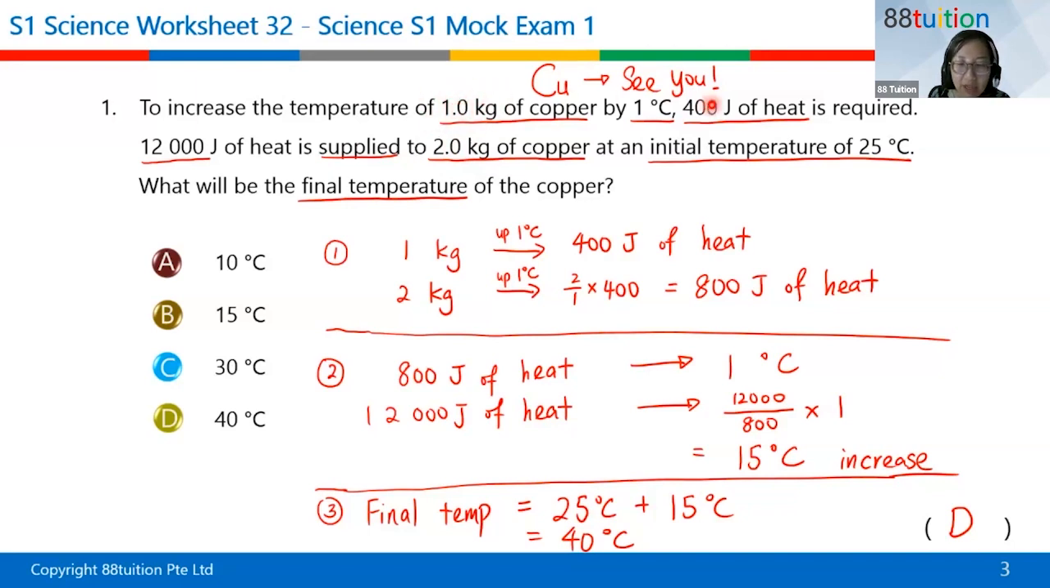So times 2 here will be times 2. So 400 joules changes to 800 joules. So 800 joules of heat energy is required to bring up the temperature by 1 degree Celsius. So times 2 here, times 2 here, so that you can compare the same mass, 2 kg with 2 kg. All right, any questions so far?